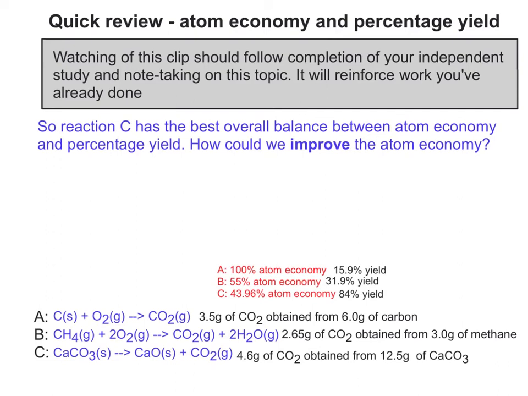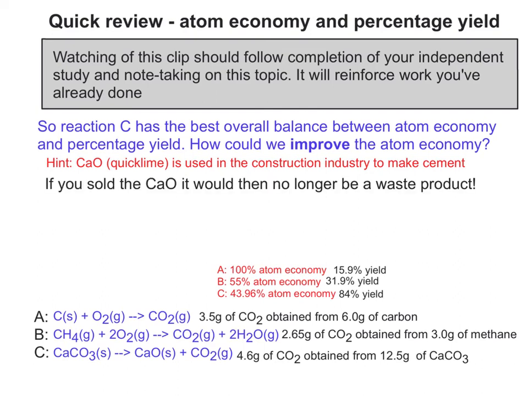Now we could improve the atom economy. I'd like you to have a think about this. So a hint might be that calcium oxide, also known as quicklime in the building trade, is used in the construction industry to make cement. So if you maybe sold the calcium oxide, it would then no longer be a waste product, and you'd have 100% atom economy, because you'd have 2 desirable products, not 1.